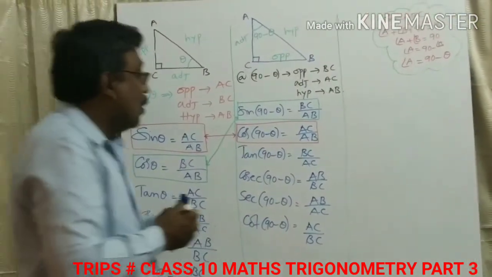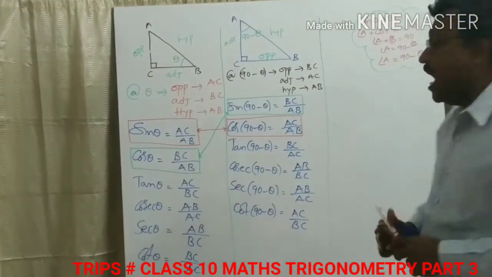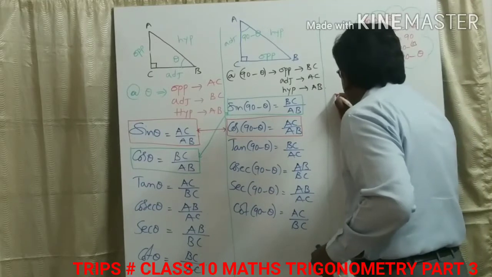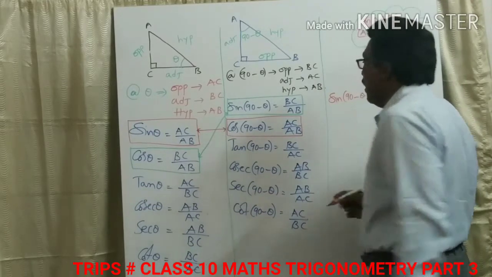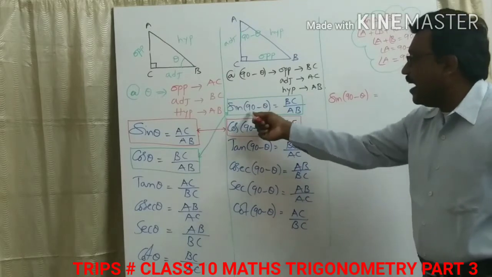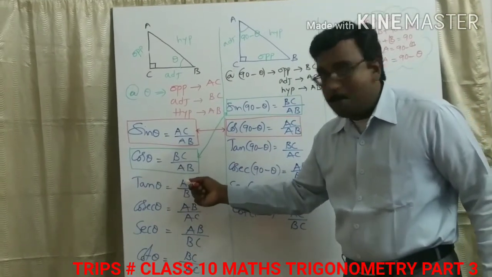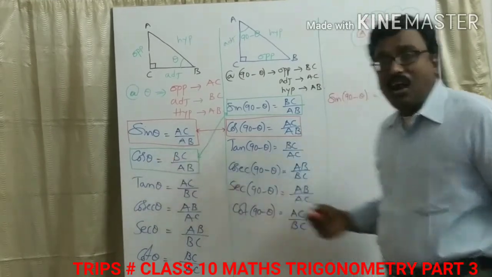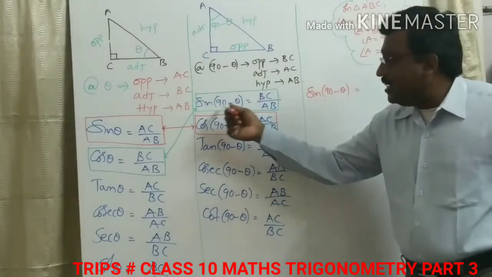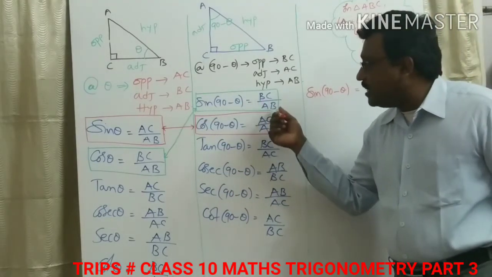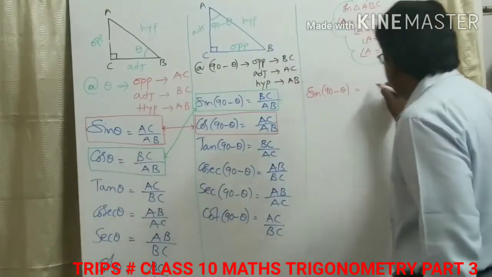Okay. So now I am writing the equal cases. That is sin(90 minus theta). Sin(90 minus theta) is BC by AB, which is cos theta. Now, sin(90 minus theta) value is BC by AB, and here it is BC by AB. So, cos theta.